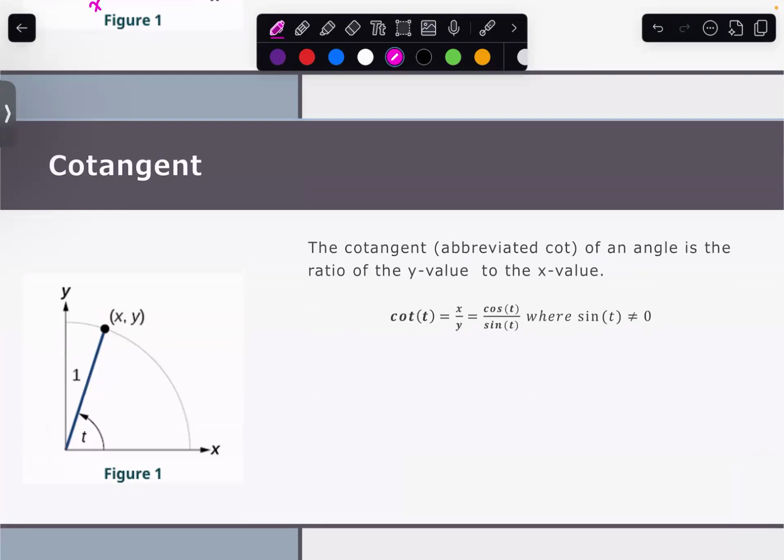Moving on to cotangent. Cotangent is the reciprocal of tangent. So for each of these main functions, sine, cosine, and tangent, there are reciprocals that relate to them. So cotangent, abbreviated COT, is the ratio of, and I want you guys to change this, it's not y over x, it's going to be x over y. You guys can see that here. Or we could also write it as cosine over sine, since tangent was sine over cosine, and this is supposed to just be the reciprocal.